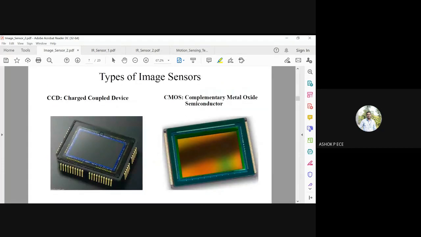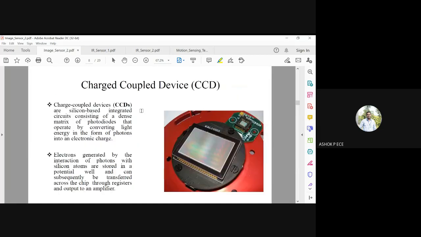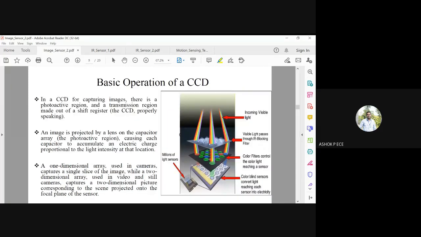See the pictorial representation of CCD and CMOS image sensor. You have a lot of pins. You can connect them, and you can get the data captured by the CCD and the CMOS technology. So CCD is based on photodiode. See here, the incoming visible light will pass through the IR blocking filter, and it will go through the color filter, which also controls the color light, and it is falling on the color plane sensor. So these sensors convert light into electricity.